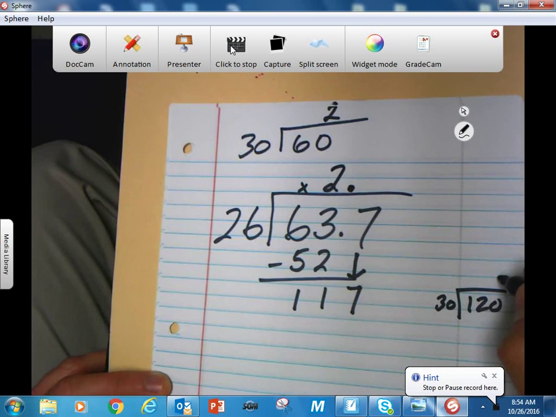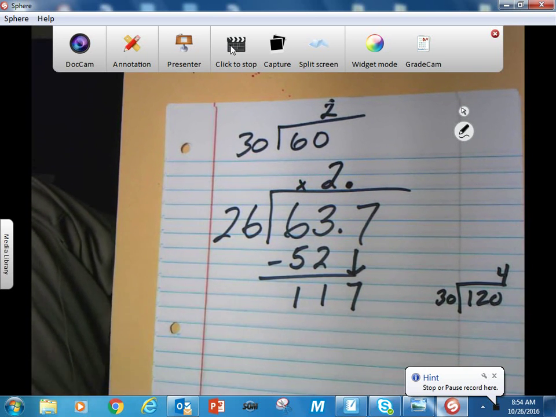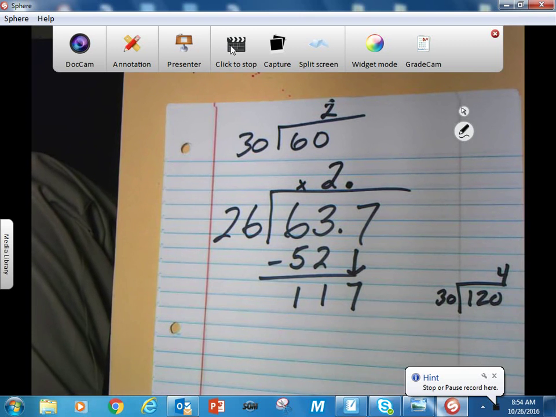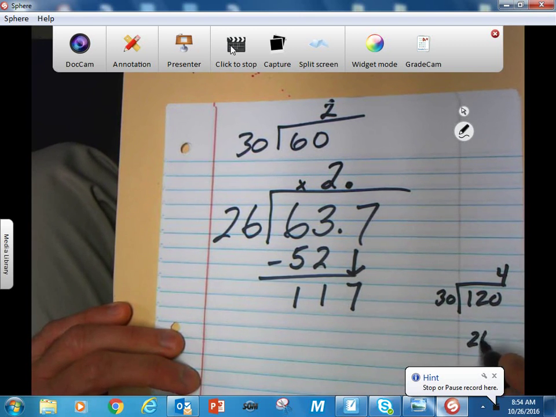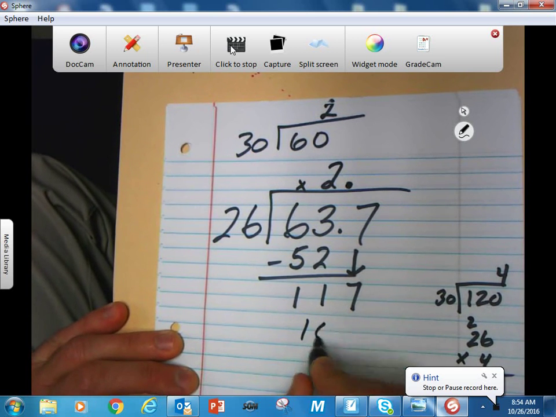4 times. All right, so if that fits 4, is there a good chance that 26 is going to fit into 117 4 times? Yeah. Should we test it? Yeah. 26 times 4. That's 24, that's 8 and 2, 10, 104. Does it fit? It sure does.